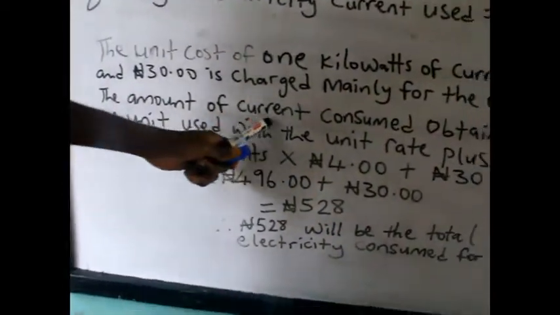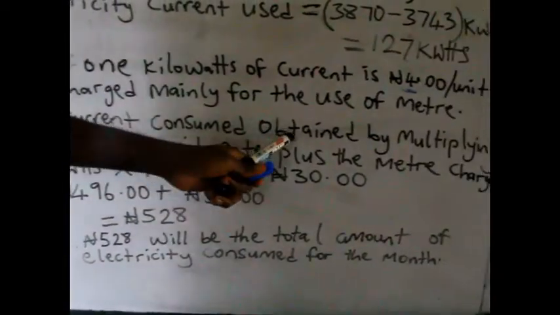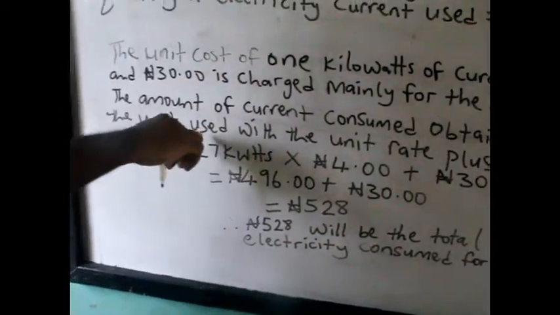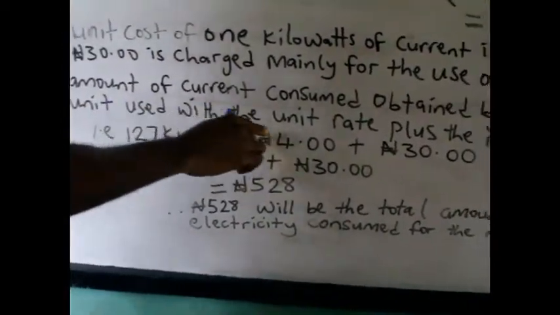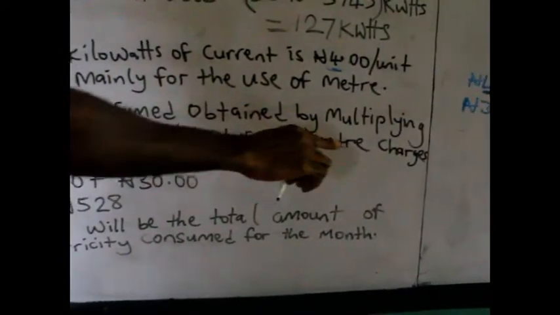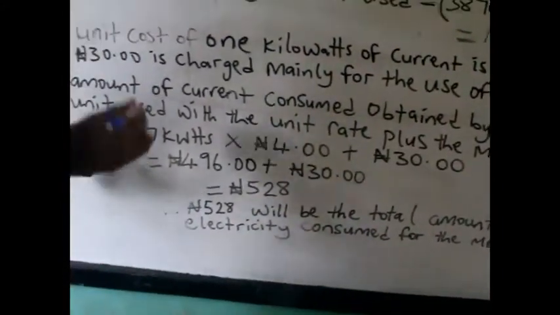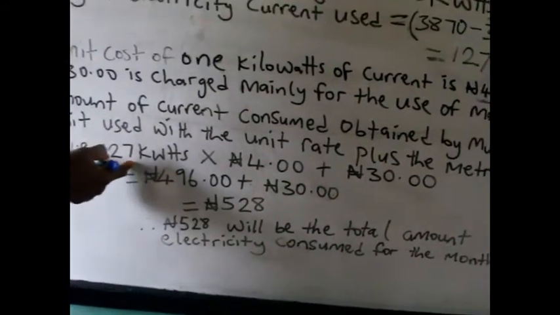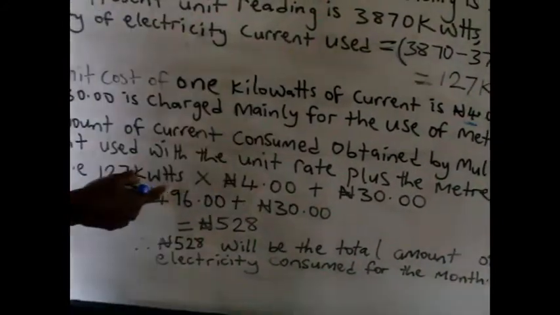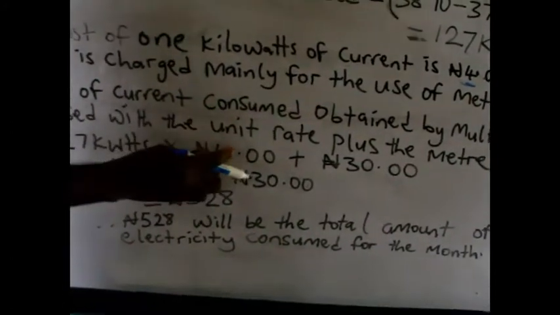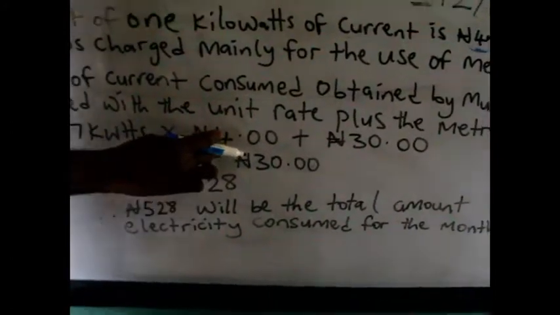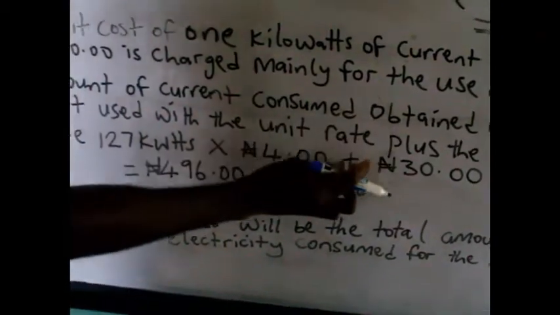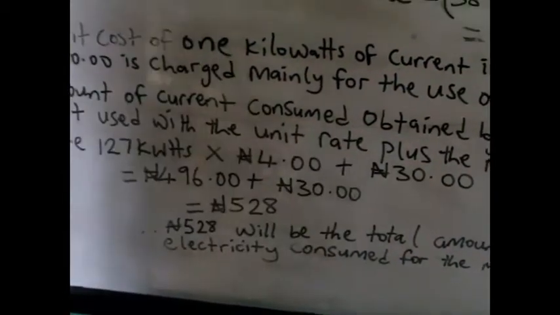The amount of current consumed is obtained by multiplying the units used by the unit rate, plus the meter charge. So the unit from our mathematics here is 127 kilowatts times per unit. In order to get the total, you multiply by the rate per unit, which is 4 naira, then add the meter charge.